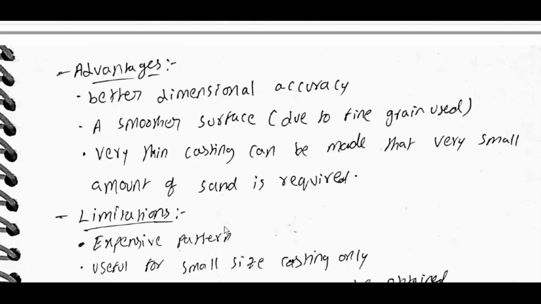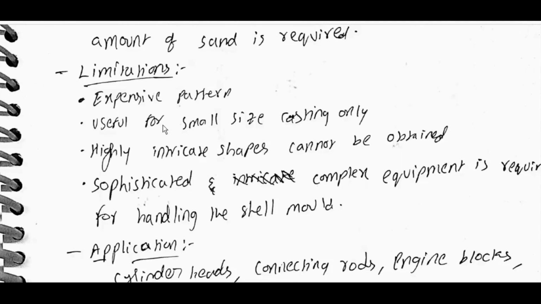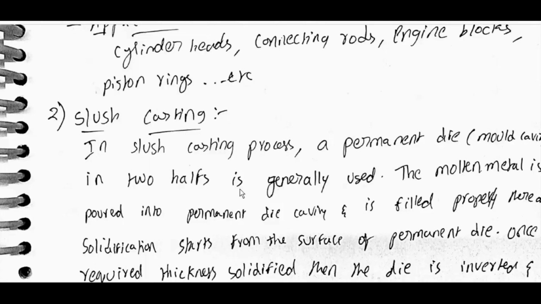Advantages: better dimensional accuracy, a smoother surface due to fine grain used, a very thin casting can be made, and a very small amount of sand is required. Limitations: expensive pattern, useful for small size casting only, highly intricate shapes cannot be obtained, and sophisticated and complex equipment is required for handling shell mold. Application: cylinder heads, connecting rods, engine blocks, piston rings, etc.